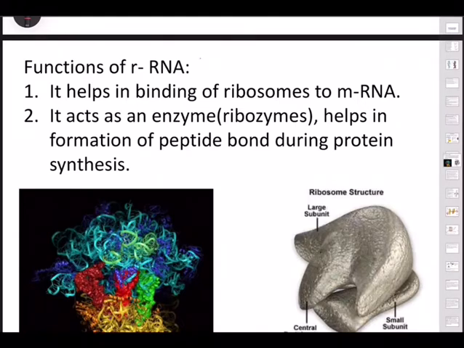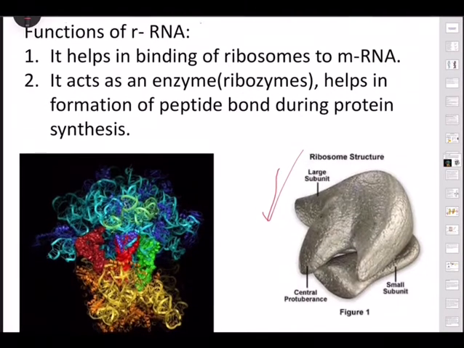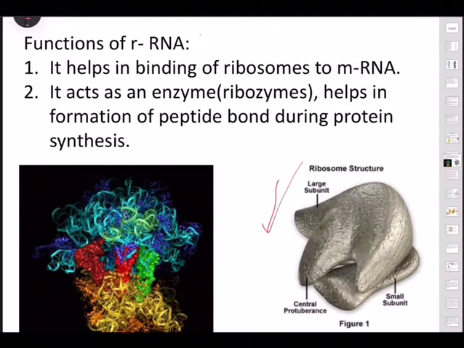Similarly, the second one is rRNA, as you are saying, ribosomal RNA. And you can see the structure. Basically, the ribosomal RNA has got two structures, one large subunit and one small subunit. And there is a central protuberance. So something like this is the central protuberance. So this is how a ribosome will be there, and the RNA that is concerned with ribosomes is ribosomal RNA. So it helps in binding of ribosomes to mRNA. That is the main function of rRNA.